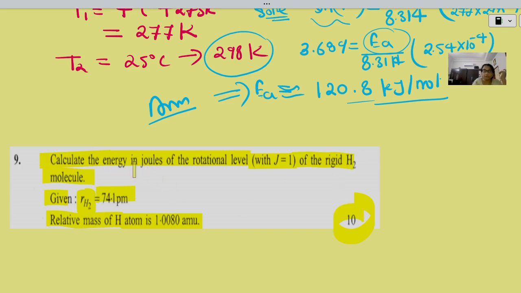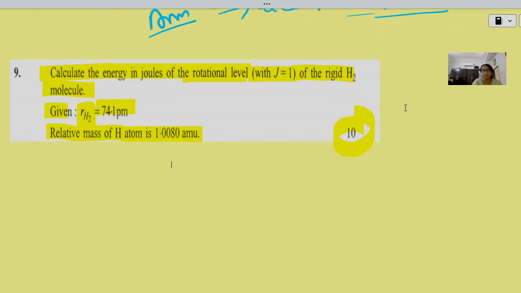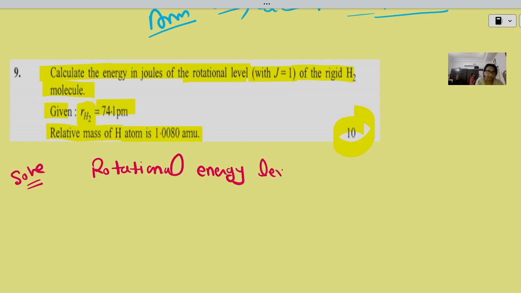Okay. To calculate the energy in joules of the rotational level, this question is related to rotational energy level in spectroscopy. Now try to solve it. For that, first we will write the formula. Rotational energy level formula. For calculation of this, first we will write the formula represented by EJ.